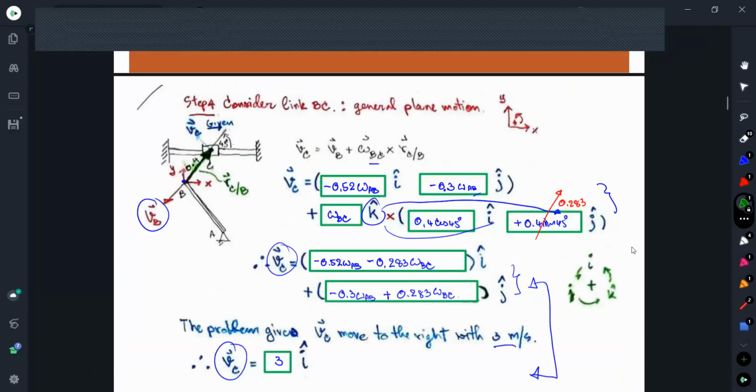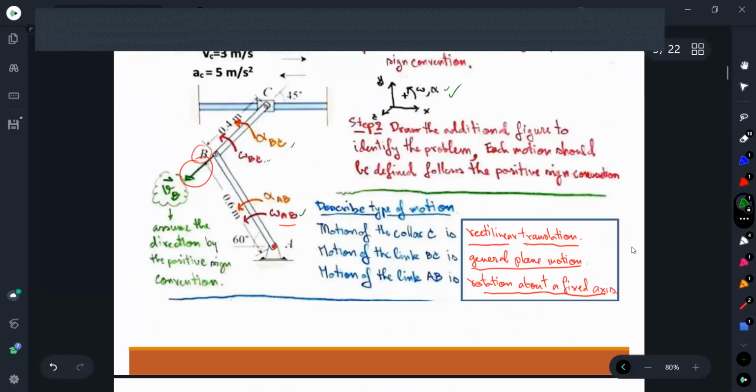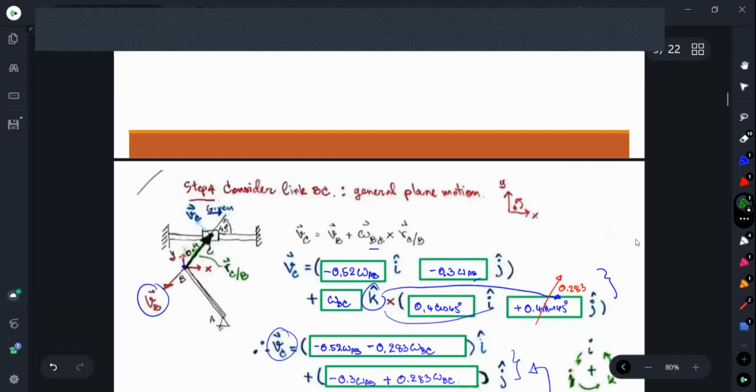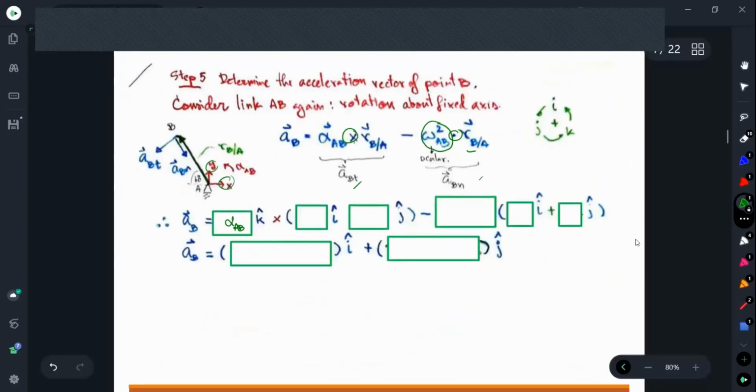Okay, sorry. This step we already did. That is equal to 0 minus 0.3 i plus 0.52 j. Okay, so this step is equal to minus 0.3 i and 0.52 j. That is the positive.